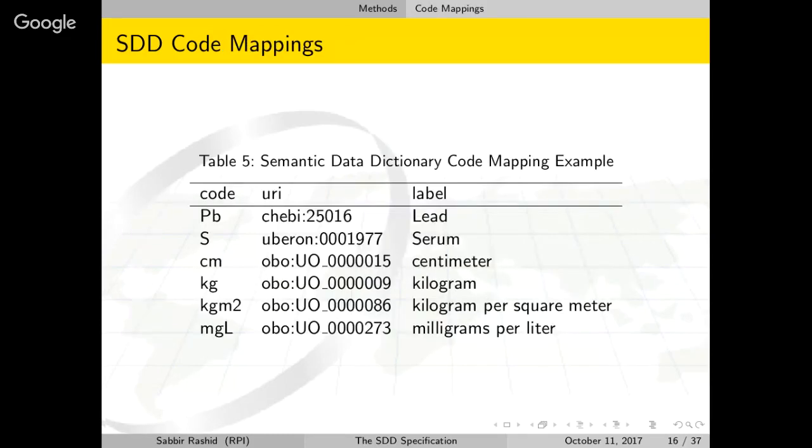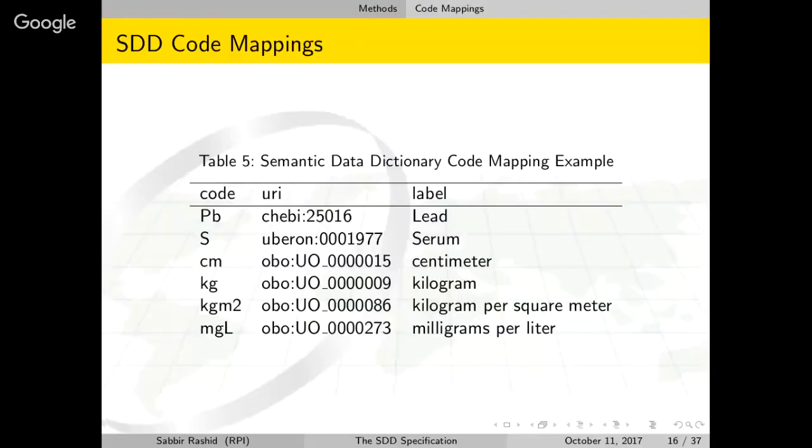Right. So an additional table we use, for convenience more than anything else, is this code mapping table, which allows us to put a certain code in the semantic data dictionary if we don't know what class it is.